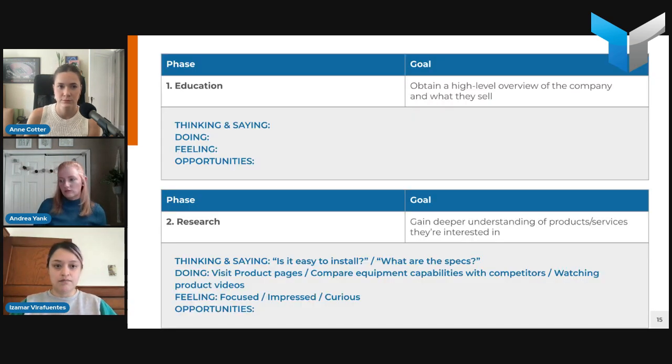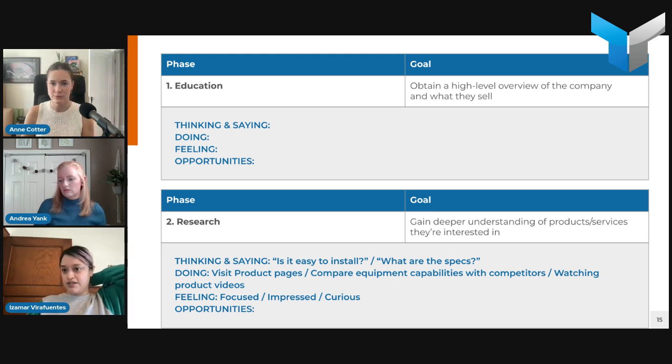And then I have an example here that we could work on together. I filled out the second phase, which is the research phase, and I put the goals in here. I thought this would be a really nice one that we could do together. The first phase is the education phase, which is to gain a high-level overview of the company and what they sell. So if we look at the second phase, I can give you a little more, so you understand what I'm asking you to do on that first phase.